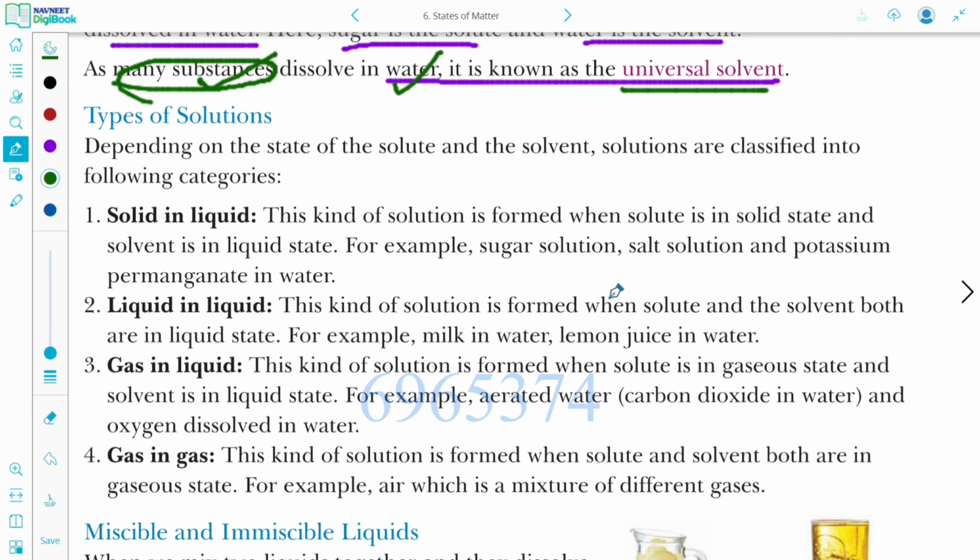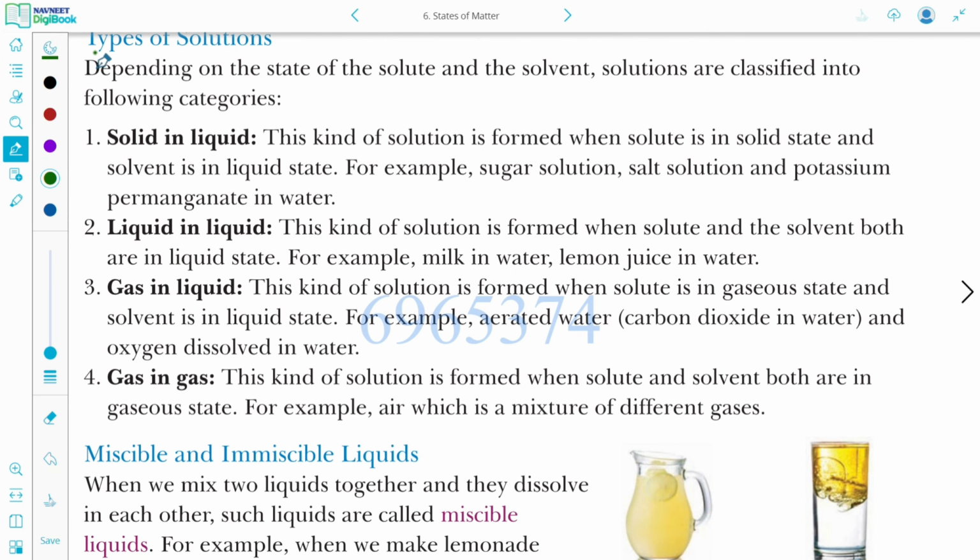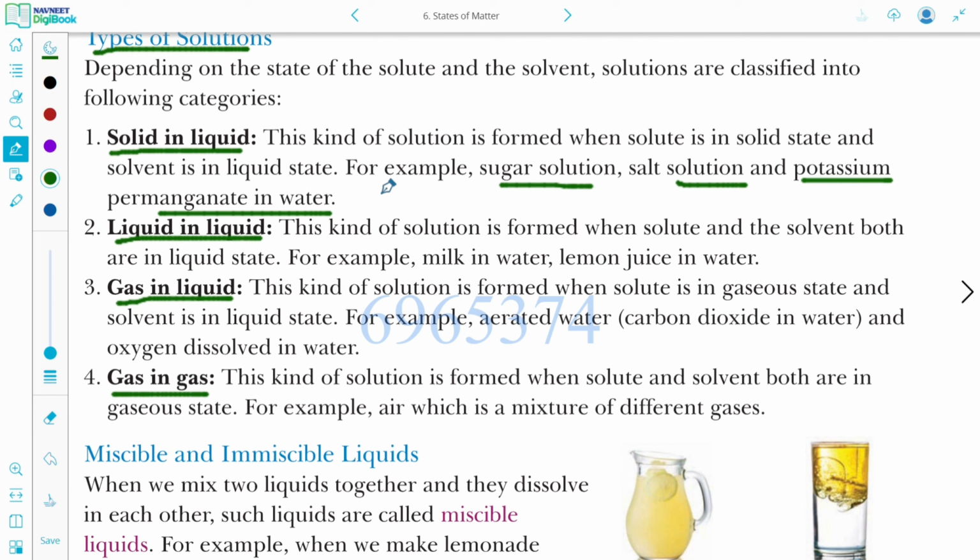Now, here we are going to study about the types of solution. There are basically four types of solution. First is solid in liquid. Another one is liquid in liquid. Then gas in liquid, and gases in gas. Okay, example of solid in liquid is sugar solution, salt solution, potassium permanganate in water.